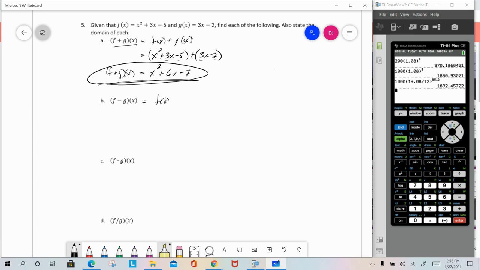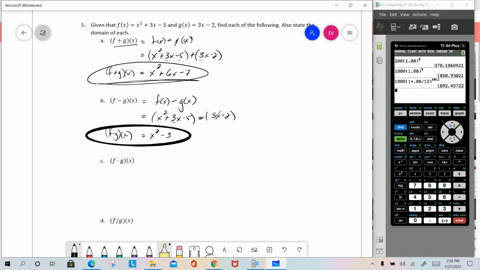To find the difference of the two functions, I'm simply going to subtract them. So that's f of x. For all four of these, A, B, C, and D, I'm just going to use the same f and g. So f of x minus g of x. So again, combining like terms, we have an x squared, 3x minus 3x, those cancel. Negative 5 minus negative 2 is negative 3. So f minus g of x equals negative 3.